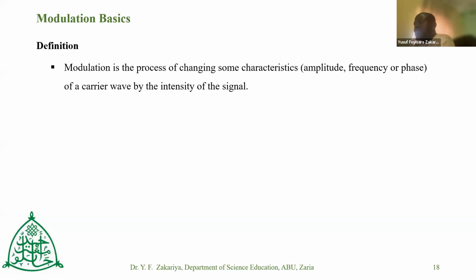I mean, the modulation. What is modulation? Again, this has to do with transferring data, transferring information from one point to another. But when we are transferring this digital data, we need to pass through some kind of technical stuff, which we call modulation. And in essence, modulation is the process of changing some characteristics of a carrier wave by the intensity of the signal you are sending.